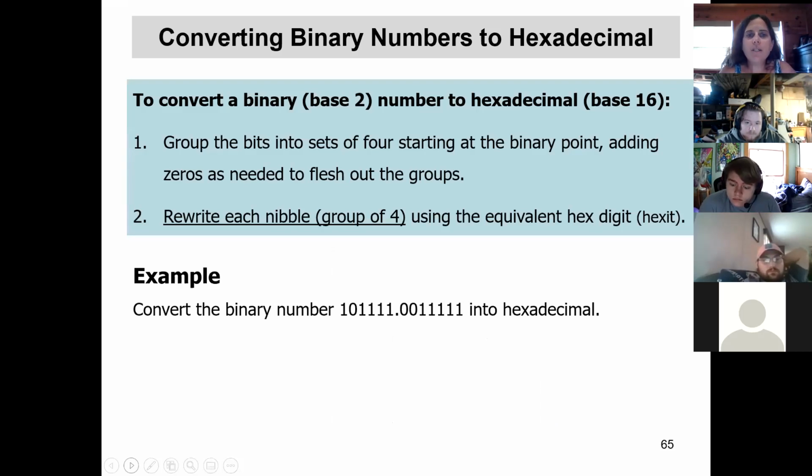First thing we'll do is group the bits into sets of 4, starting at the binary point, adding zeros as needed to flesh out the groups. And then we'll rewrite each nibble, or each group of 4, using the equivalent hex digit or hexet.